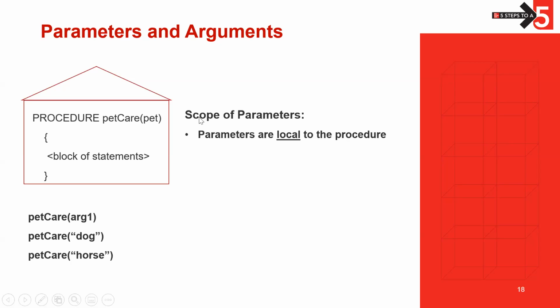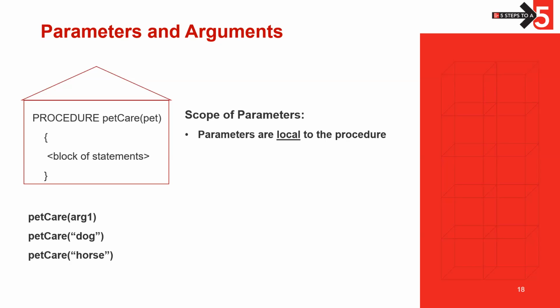Looking at scope of parameters, you have to remember that parameters are local to the procedure. I put a little house around it here to represent that. Poor little parameters do not get to leave the house. When the procedure ends, the programming language will garbage collect any of these values that are no longer needed outside of the procedure, and it frees up the memory so it can be used for other values.